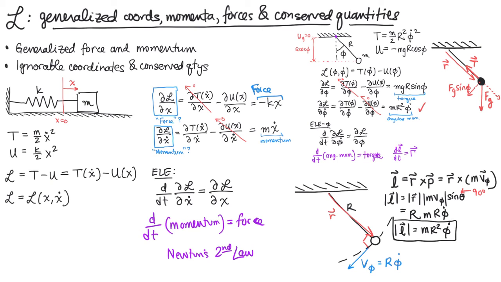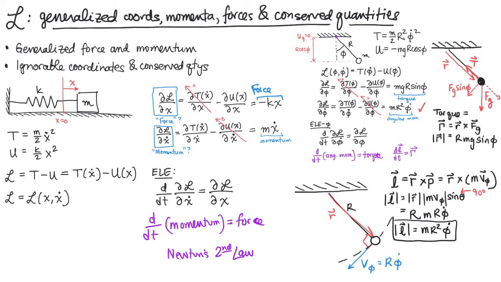So if we were to write down the torque, we would say the torque is r cross Fg, because there's no torque from the tension, and that is equal to, in magnitude anyway, r times mg times the sine of phi, which is exactly what we thought the torque was before.